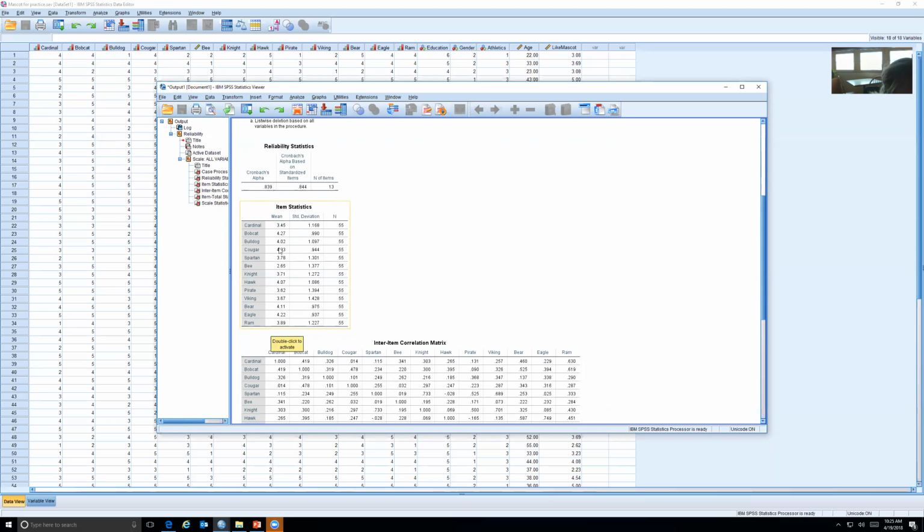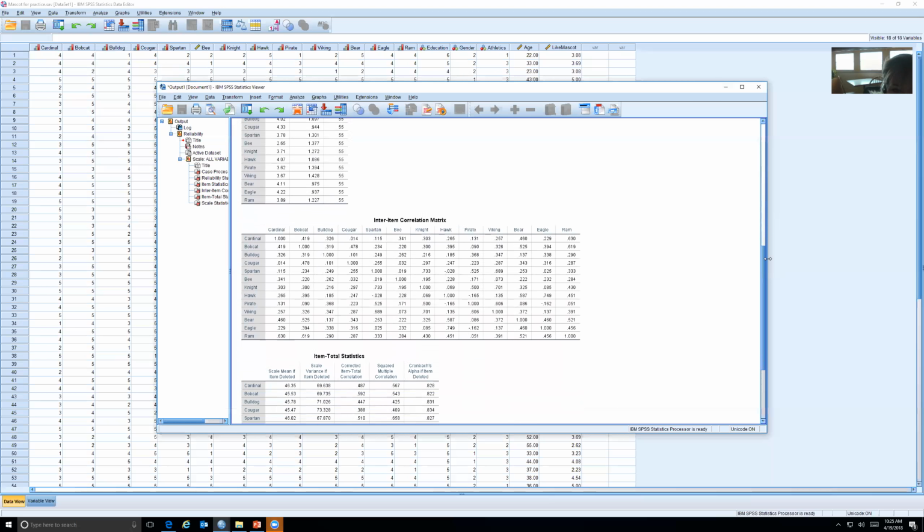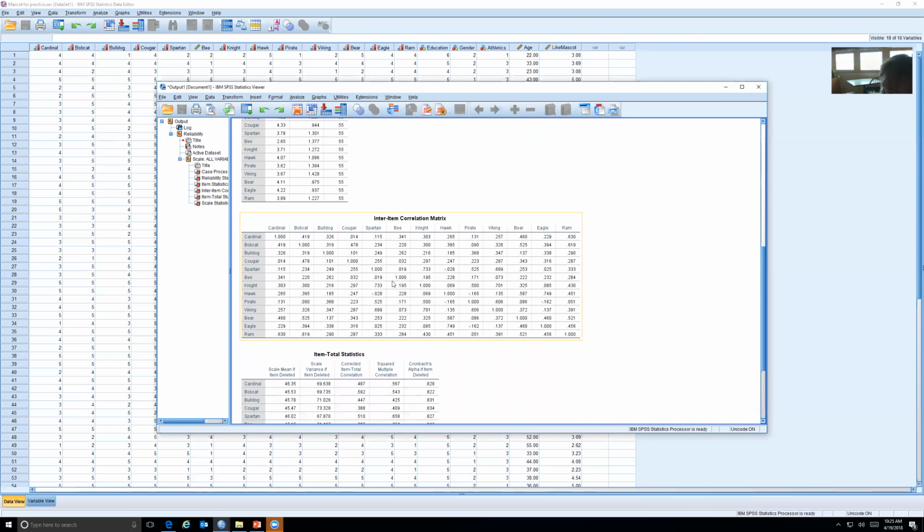Let's see, a 3.45 maybe? The cardinal? Oh no, here we go. The bee. Oh yeah, the poor bee. 2.65 was the least liked. However, which of these items created the most variability? It looks like the Viking. At a 1.4 here, that means we had quite a bit of disagreement and variability on how well liked the Viking is. Interesting.